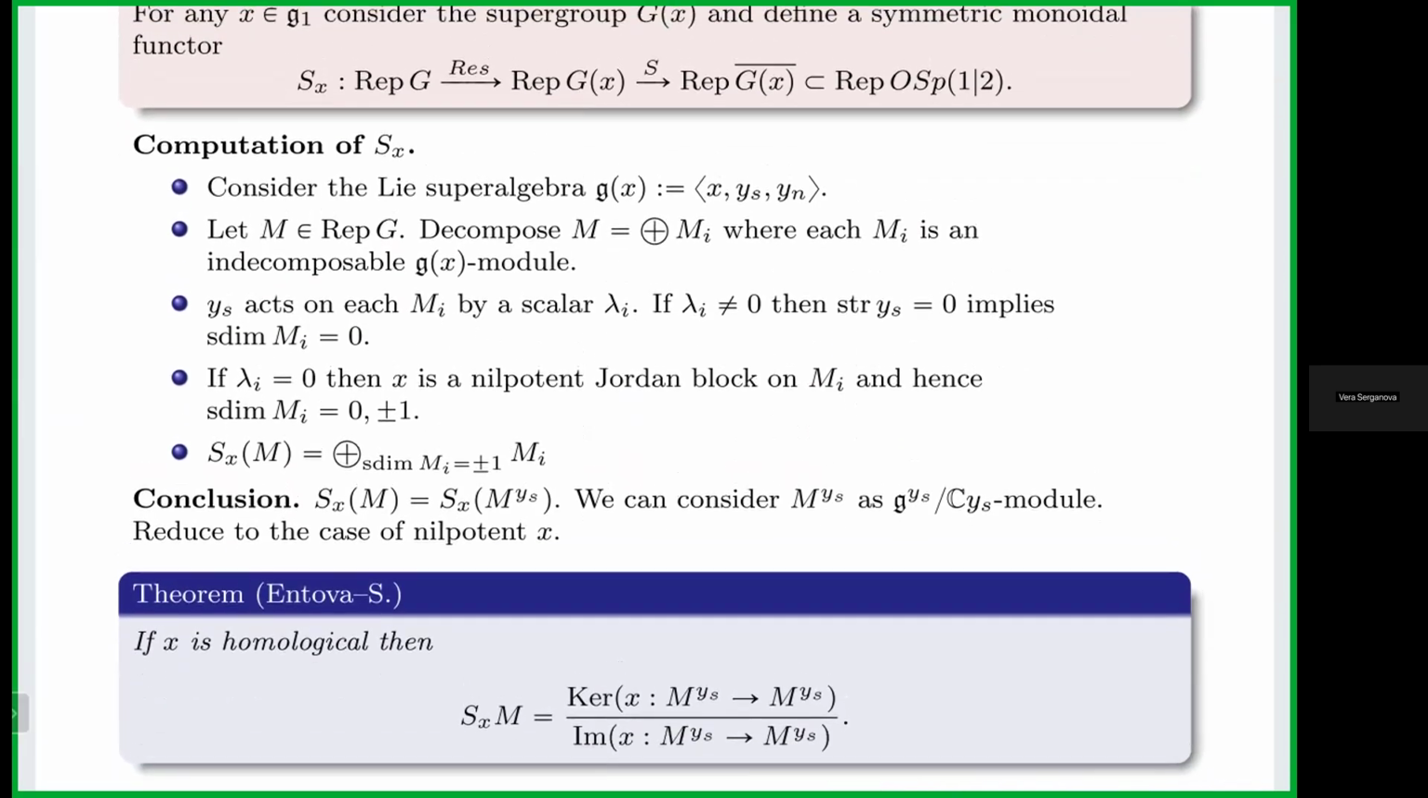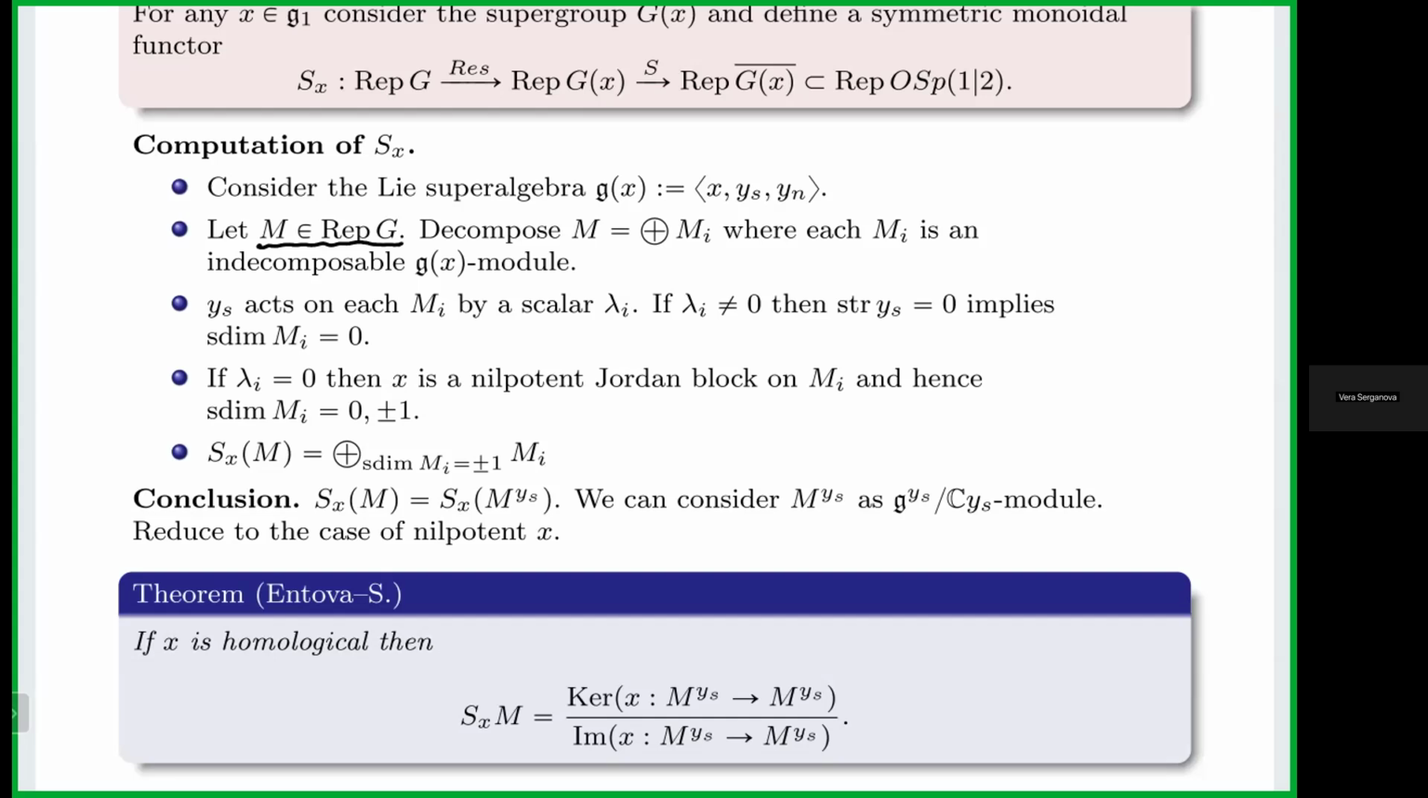Before I go further, I would like to explain how we compute this functor on a particular G-module. So we start by considering the Lie superalgebra generated by x, but we add y, which is the square of x, and we take the semi-simple part of A and the nilpotent part of A, and they commute with x. So this G of x is still an abelian superalgebra. Now we take our module over G, and we restrict it to this superalgebra, and it decomposes into a direct sum of indecomposable modules. Ys, the semi-simple part of x, and since Mi is indecomposable, Ys acts on each indecomposable summand by multiplication by a scalar.